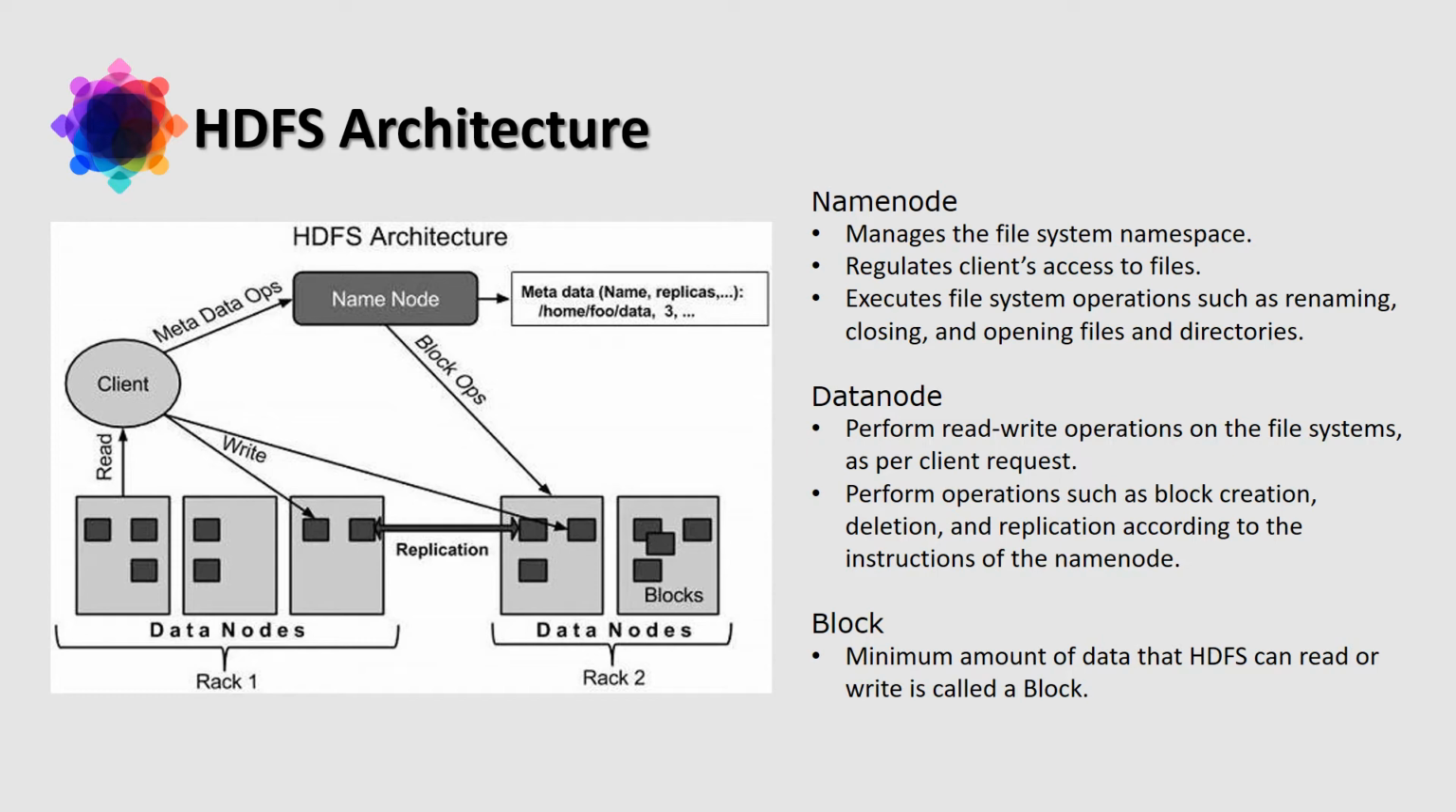For every node in a cluster, there will be a data node. These nodes manage the data storage of their system. Data nodes perform read-write operations on the file systems as per client request. They also perform operations such as block creation, deletion, and replication according to the instructions of the name node. The file in a file system will be divided into one or more segments and stored in individual data nodes. These file segments are called blocks. In other words, the minimum amount of data that HDFS can read or write is called a block.